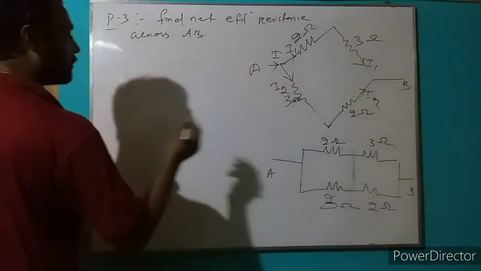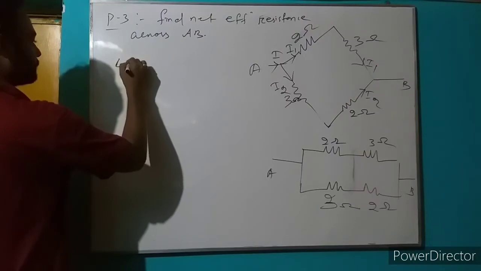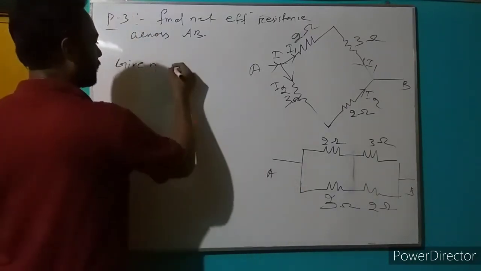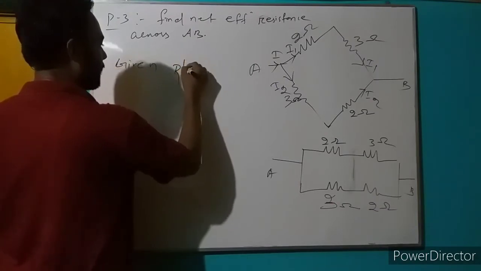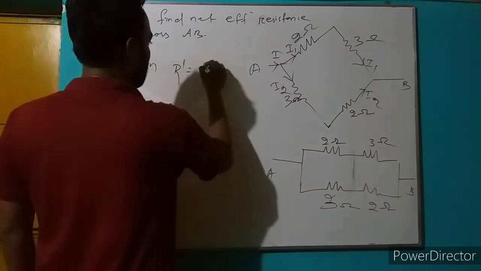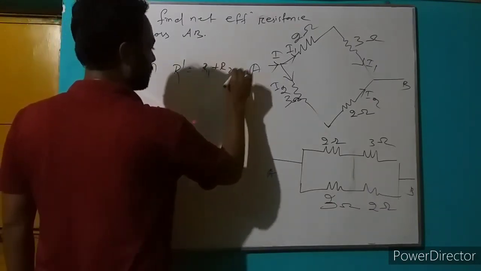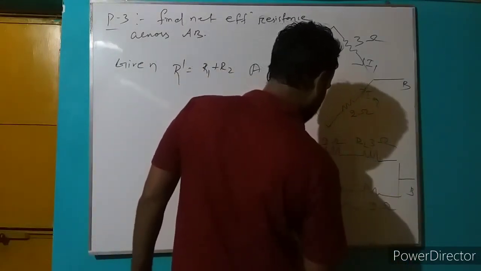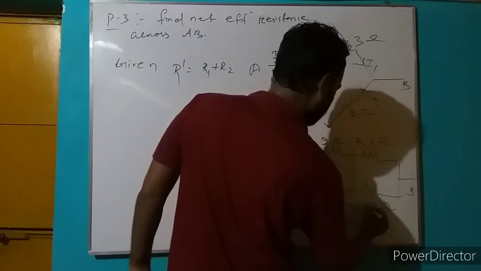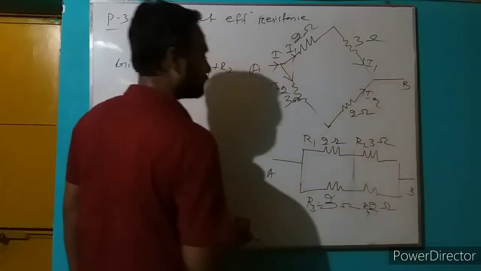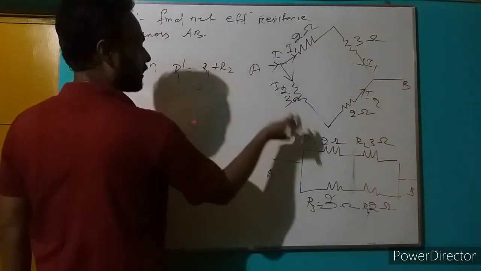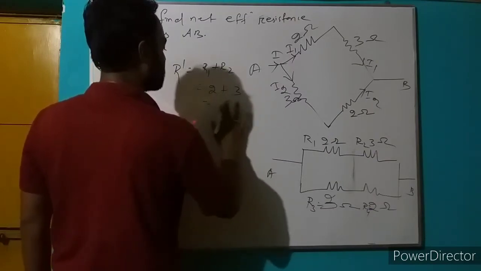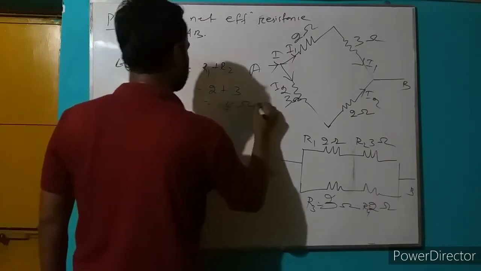So here, given R prime equal to R1 plus R2, that means R1, that is R2, that is R3, if you assume that is R4. Okay, clear? R1 plus R2. R1 means 2 plus 3, that is 5 ohm here.